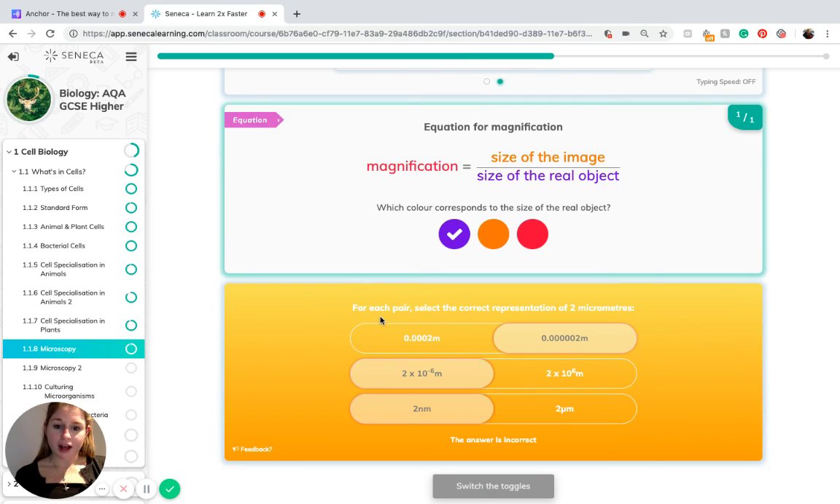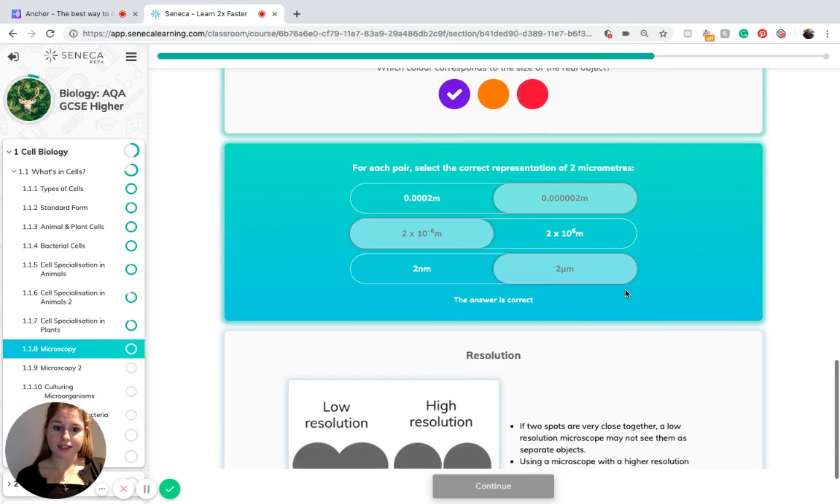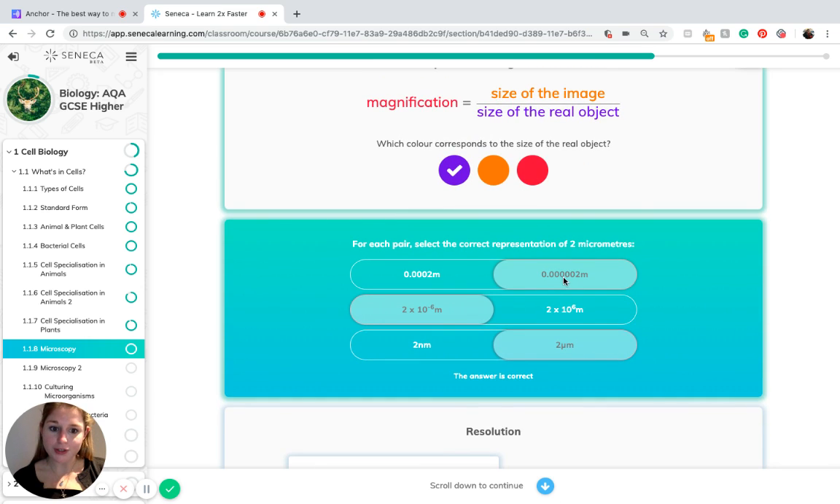If we are looking at an object which is 2 micrometers, we want to consider what sort of size that could also be considered to be the same as. This is the same as 0.000002 meters, or 2 times 10 to the power of minus 6 meters, or 2 micrometers. If you want to know more about converting between different distances or lengths, I'd recommend listening to the episode on standard form in this topic.